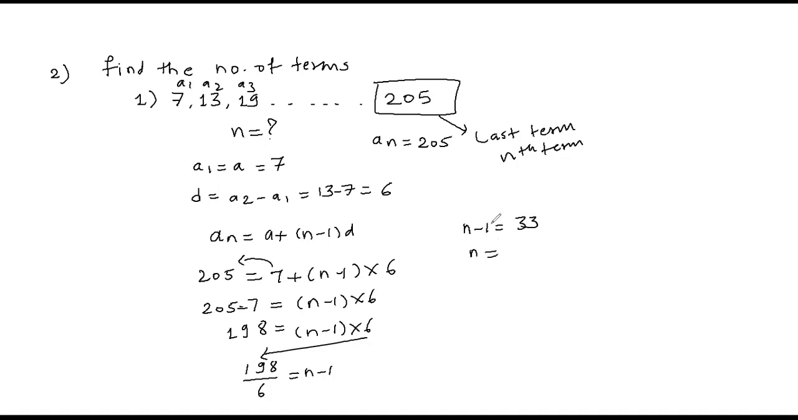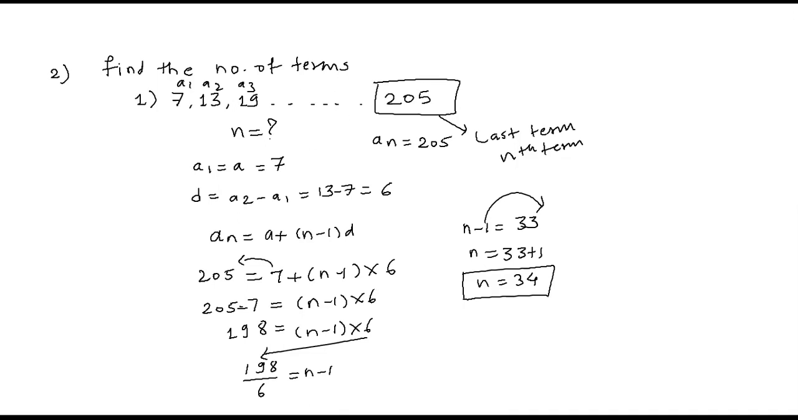And then the 1 will go on the right hand side. This becomes 33 plus 1, which becomes 34. Hope you guys understood this full concept. This is very easy. We just have to find the number of terms of an AP.